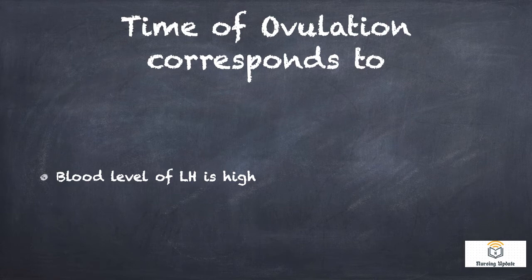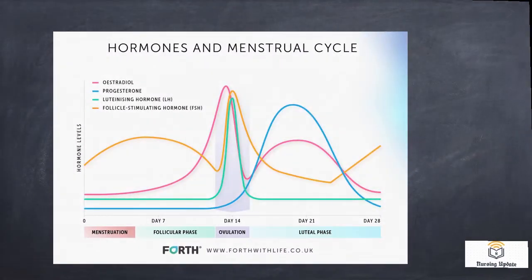So let's take a quick view of a graph. This is hormones and the menstrual cycle. You take 28 days as a month's menstrual cycle. In that, the pink line denotes the level of estrogen, estradiol. The blue line indicates the level of progesterone. The green line indicates the level of luteinizing hormone, and the yellow line indicates the FSH level.